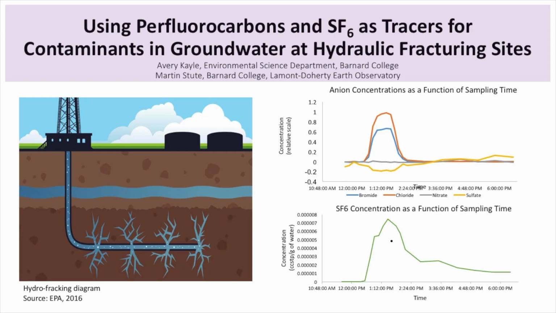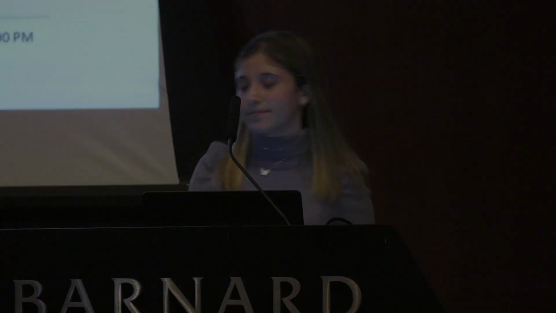for contaminants in groundwater at hydraulic fracturing sites. In my experiment, I pumped a mixture of groundwater, fracking fluids, perfluorocarbons, and SF6 through a sample of aquifer rock. I found, after comparing the transport rates of these components as they traveled through the rock column, that perfluorocarbons are not viable tracers due to their immobility in the liquid phase. However, I did find that SF6 moves at comparable rates to the contaminants found in fracking fluids, suggesting that SF6 does serve as a viable tracer.